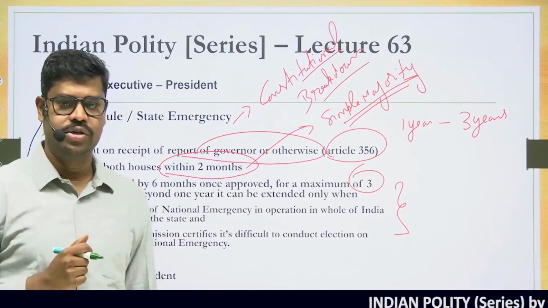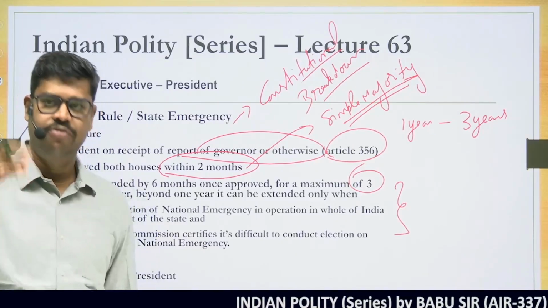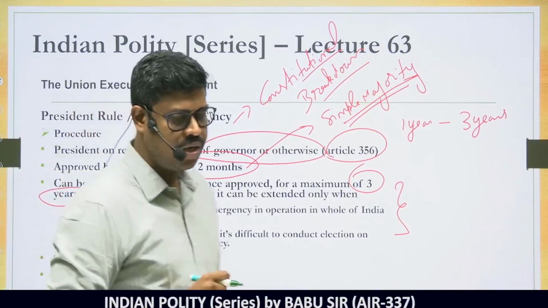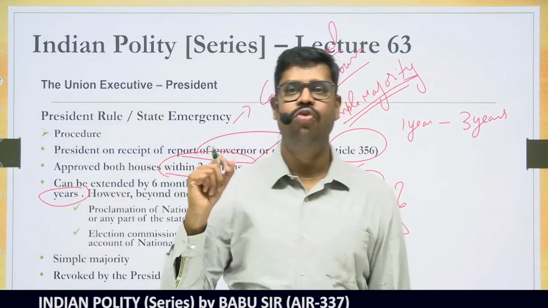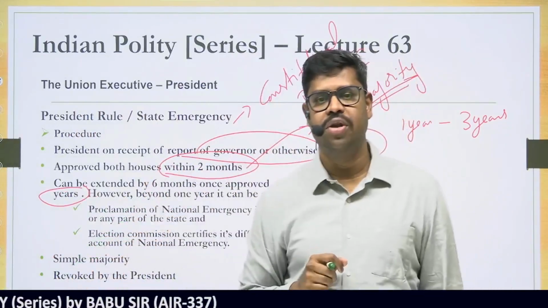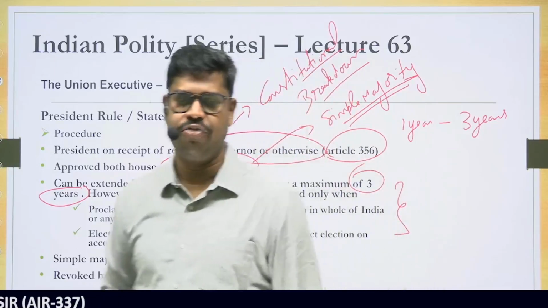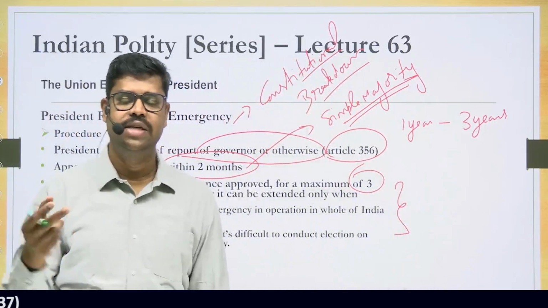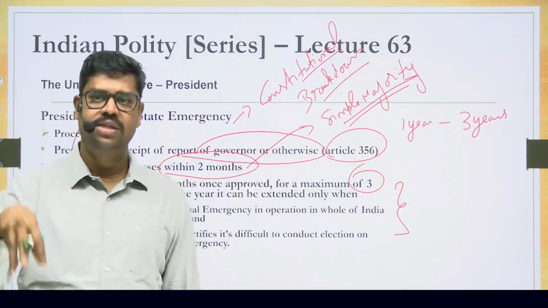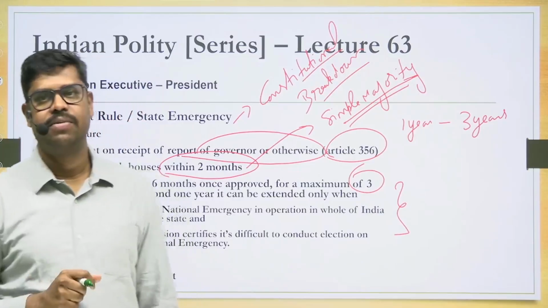So what are the two conditions? Once President's Rule is extended up to 1 year, to extend it further up to 3 years, two conditions have to be satisfied. First, there is a national emergency throughout India, and the state is under state emergency. Simultaneously, there is a national emergency throughout India or in a part of our country where this state is also a part of it, because the national emergency can be imposed throughout India or in any part of India.